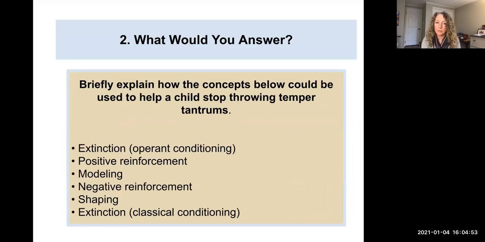So this last thing, we're not going to actually talk about in this video, but I think in class we will maybe go through this, looking at how you could help a child stop throwing temper tantrums through using some of these different learning techniques. So you can just think about it for a second. And I am going to be adding a little video of my own little observational learning demonstration.